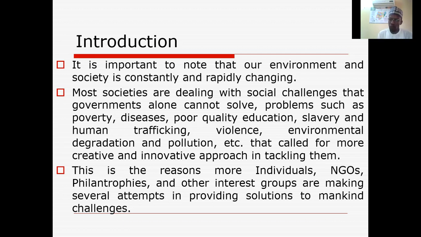So this kind of gap called for the intervention of what we call social entrepreneurs. Social entrepreneurs are people who are very creative, who have innovative solutions to most of the problems we are having in our society. This is the reason more individuals, NGOs, philanthropists, and other interest groups are making several attempts to provide solutions to mankind's challenges, because government alone cannot solve them. And even if government can, they have no innovative or creative method. So the problem will continue persisting indefinitely without the intervention of these interest groups. So we need social entrepreneurs.